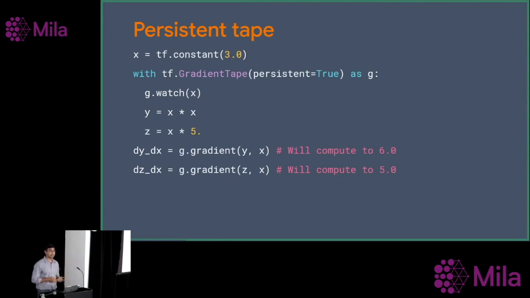But if that's not the case for your model, you can define a persistent tape by using persistent=True, and then you can call gradient as many times as you like, and you will have to manually clear your tape's resources by using Python del.